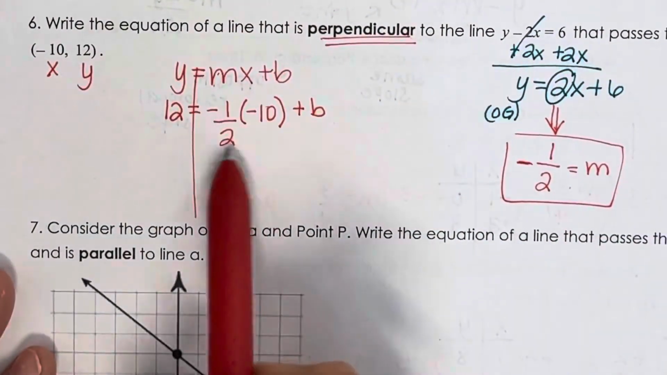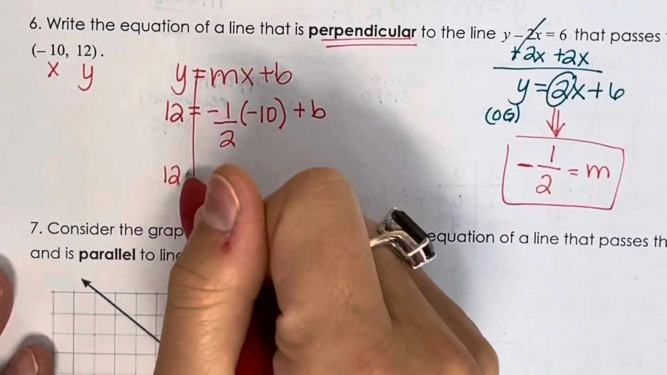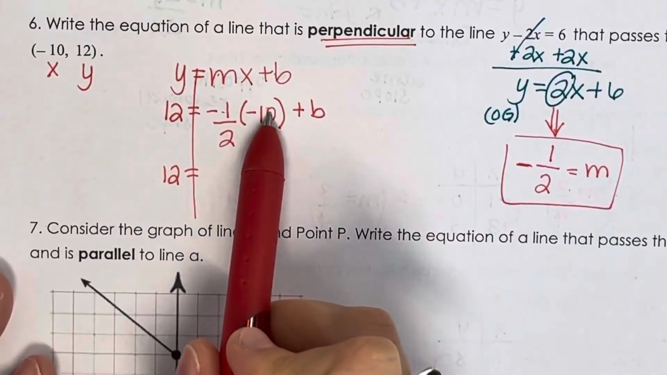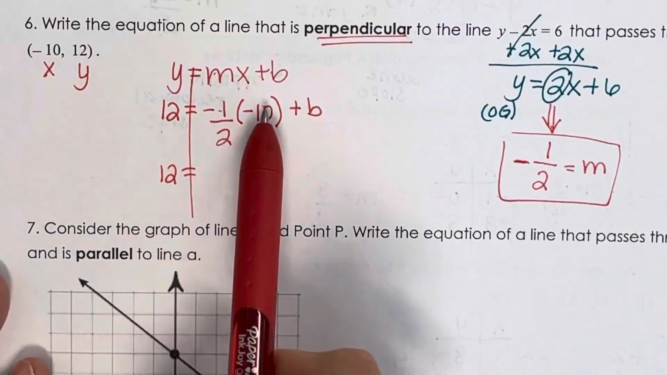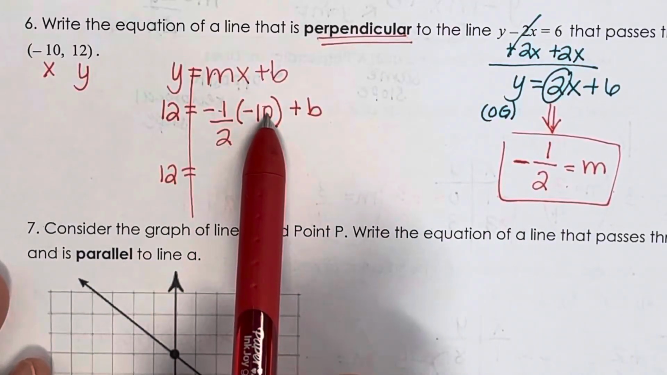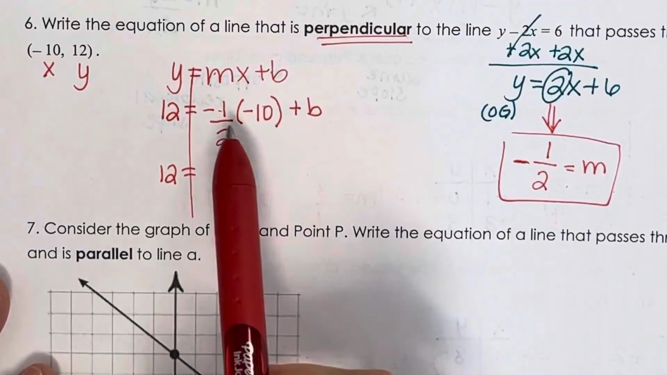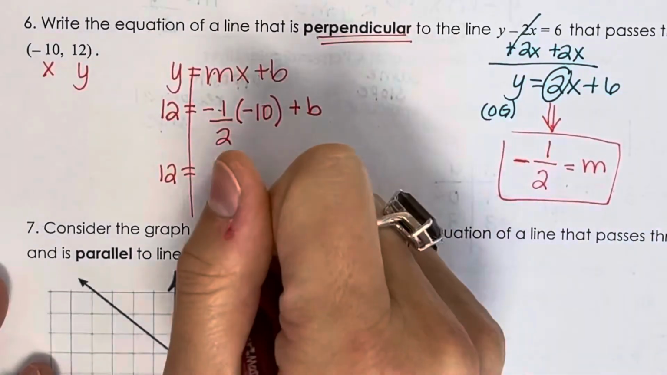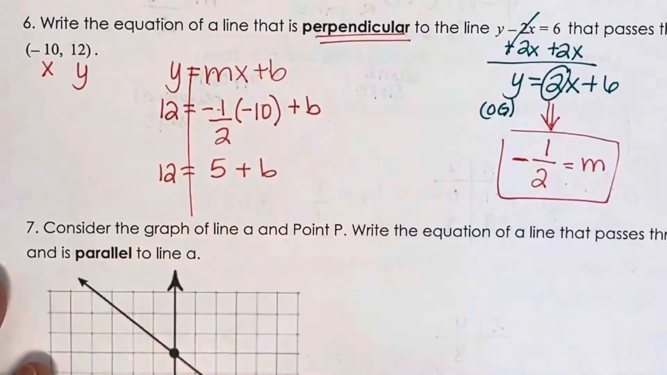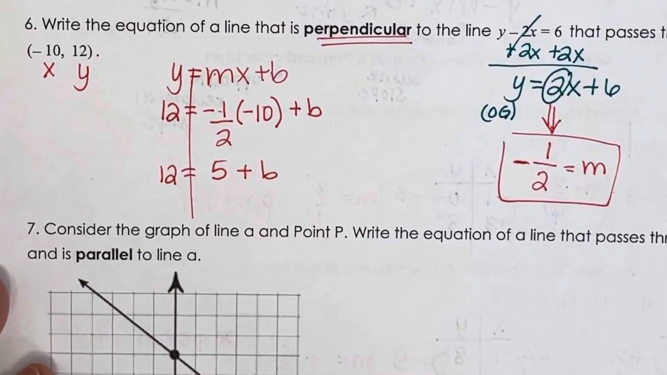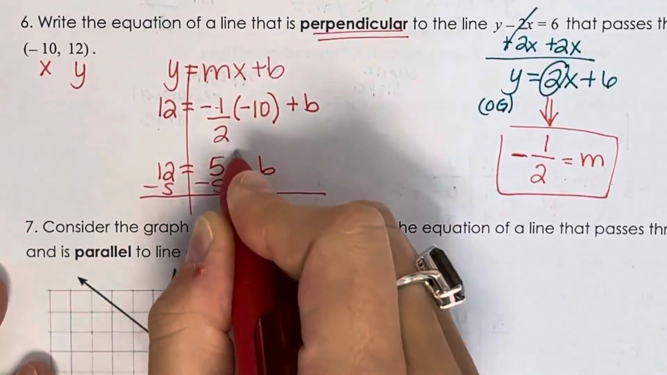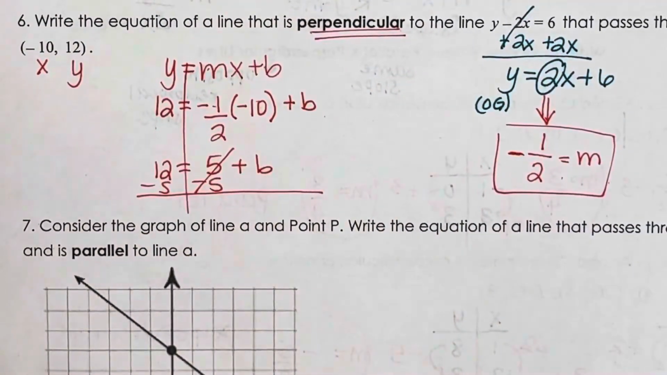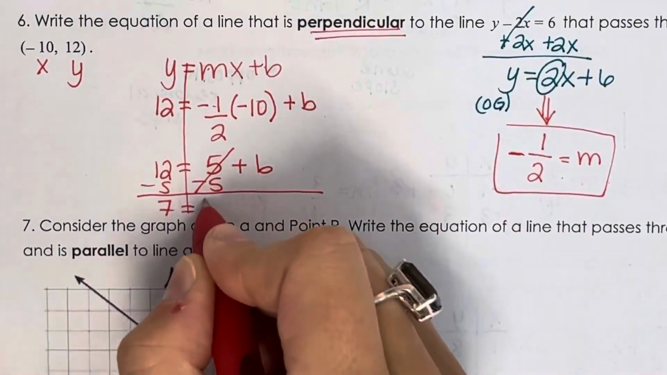Now, don't let this fraction scare you. You go straight across on the top, multiply, and then divide by whatever's at the bottom. So negative 1 times negative 10 gives me positive 10, and 10 divided by 2 gives me 5. Now to get the b by itself, I just subtract 5 from both sides. So I get 7 equals b.